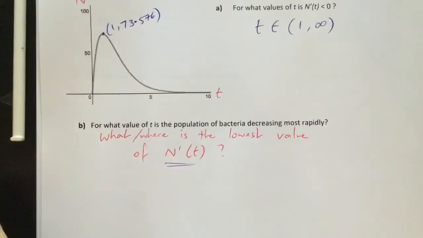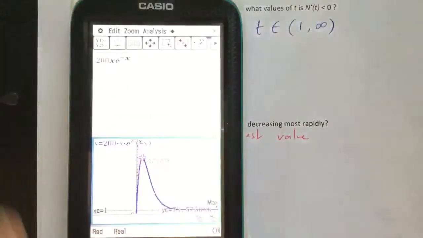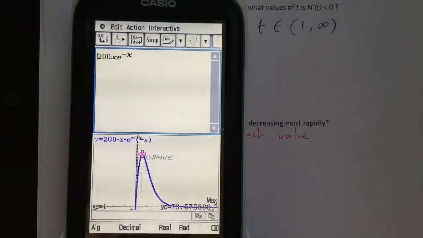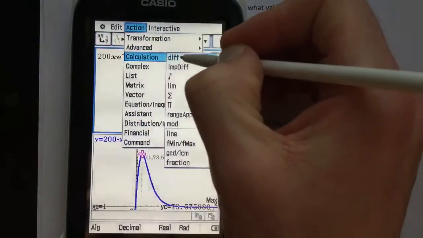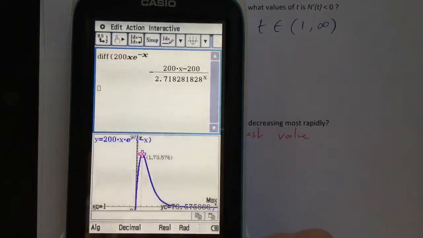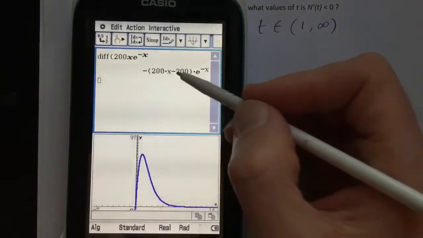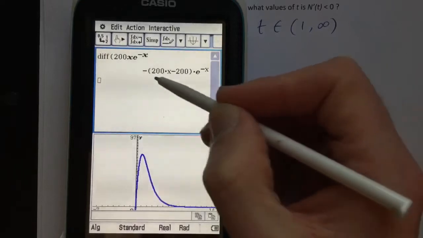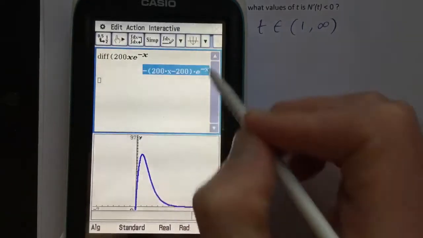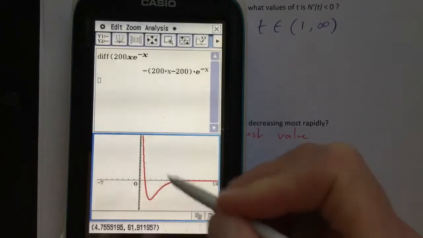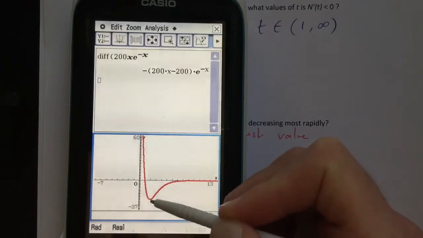Okay, so what we mean by that is, let's take this function up the top here. Let's differentiate it, so action, calculation, diff. I'll put the standard mode just because it looks a little bit nicer. So that's our derivative, and what we want to know is, where is that derivative at its lowest point? So I'm going to drag that onto the graph and have a look at the graph of the derivative.